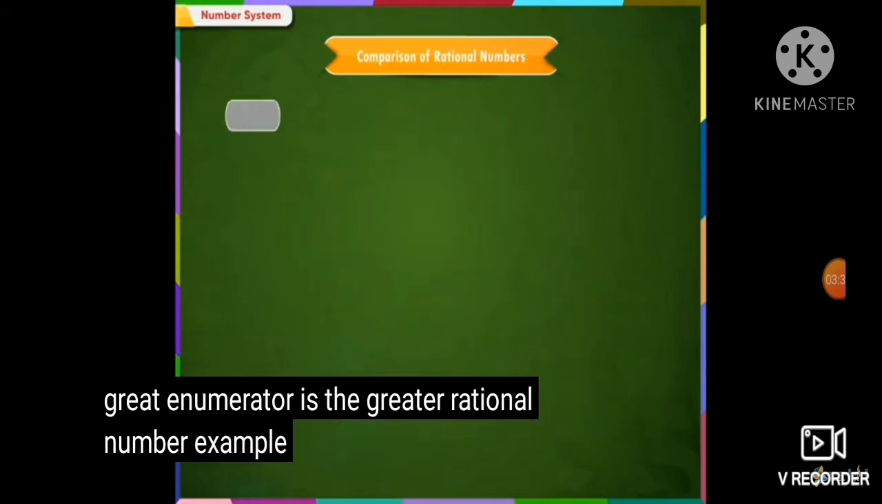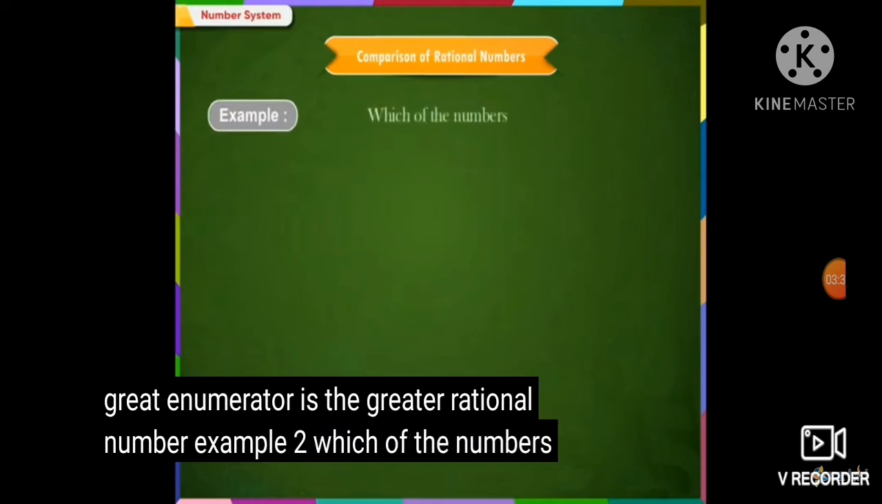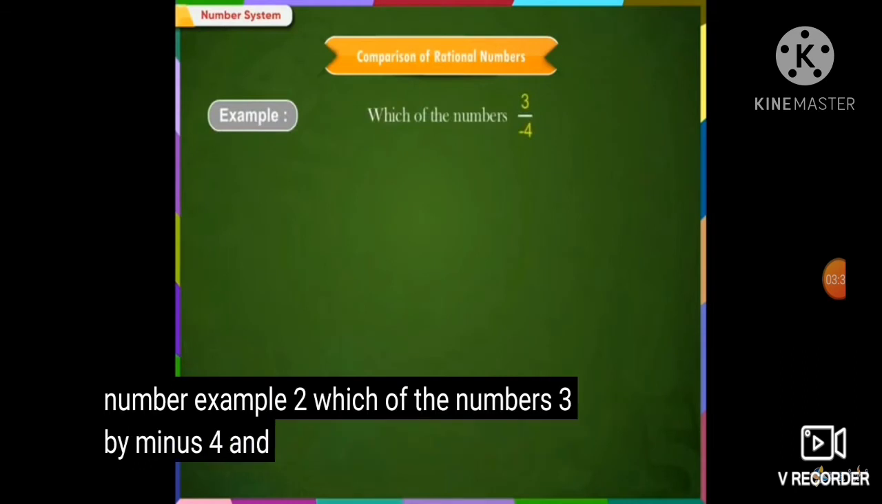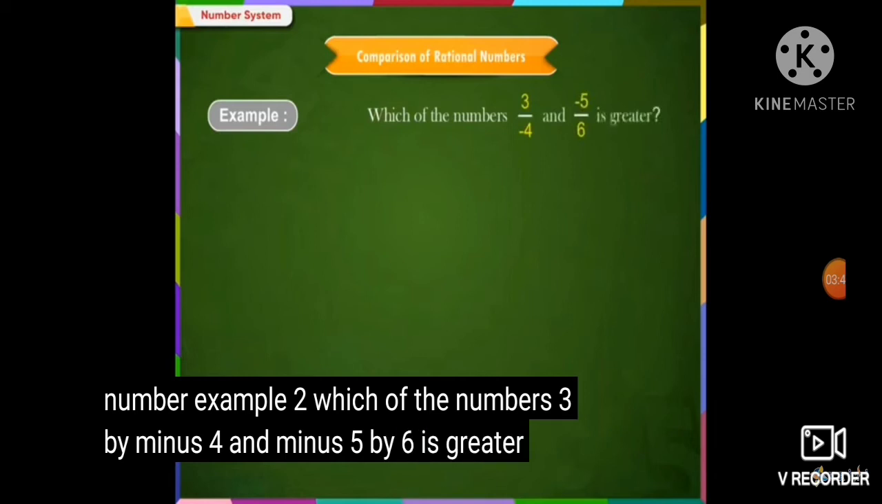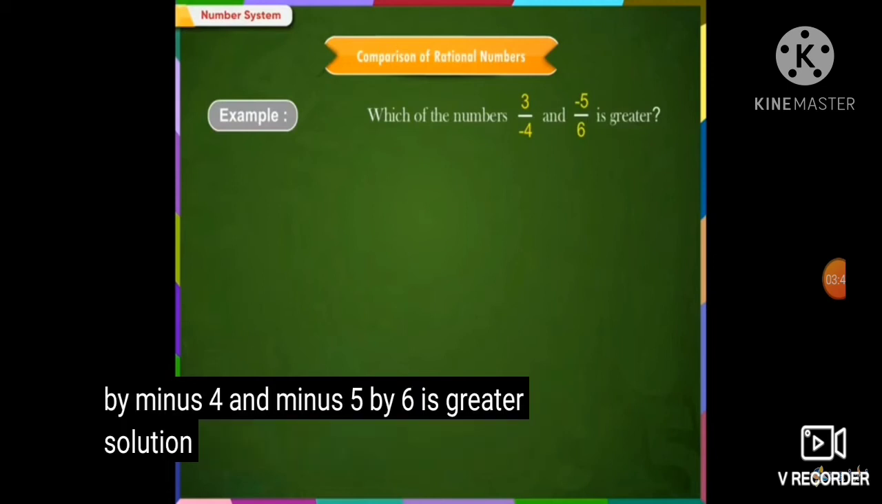So these are all the steps to compare rational numbers. Let us go with an example. Which of the numbers 3 by minus 4 and minus 5 by 6 is greater? So let us go with the method.